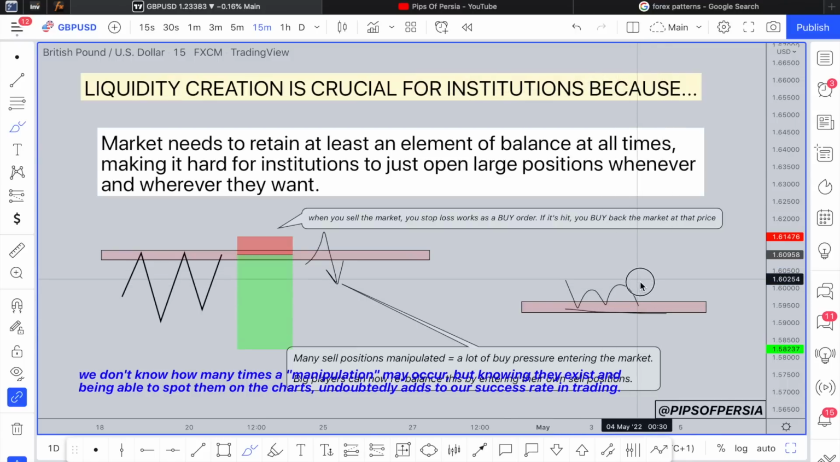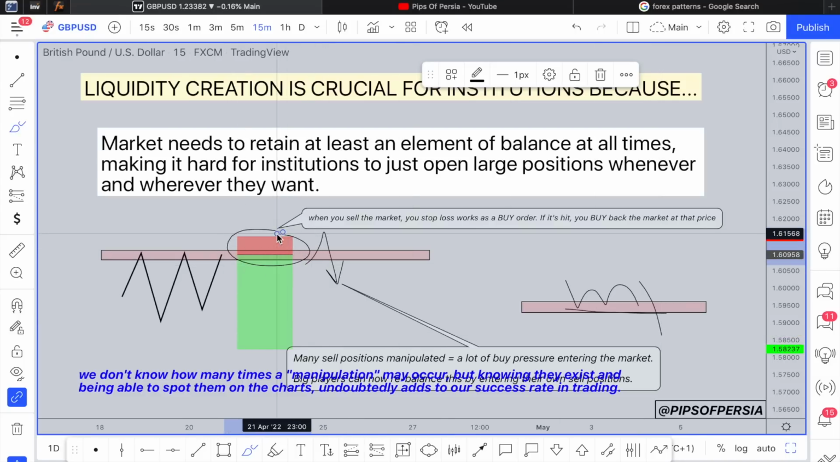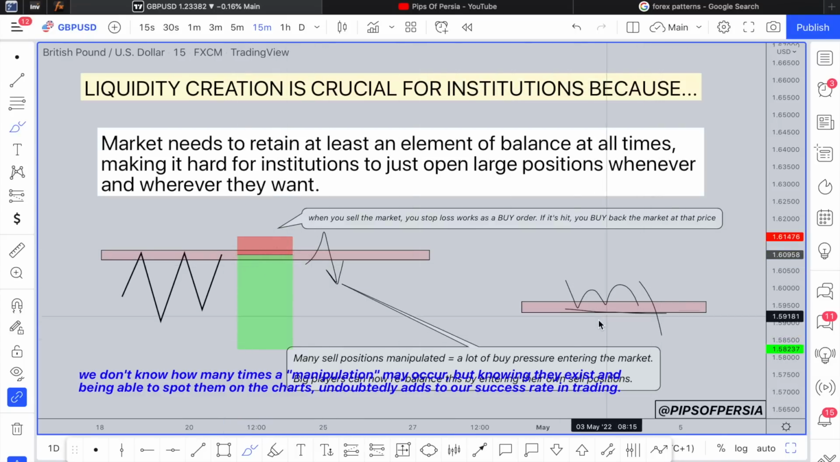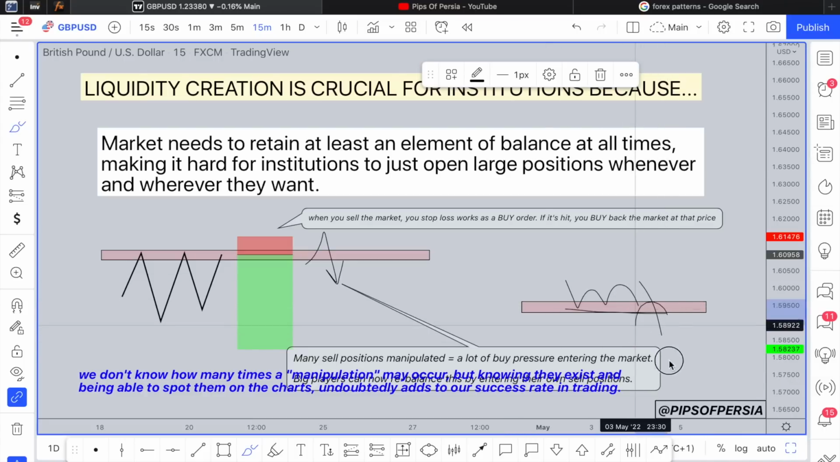Once these buy orders get manipulated, all of these buy orders will turn into sell positions, right? When we said over here, sell positions hitting stop loss equals buy positions, it's vice versa over here. Buy positions hitting stop loss equals sell orders. So once they create downside liquidity and manipulate that downside liquidity, now they have introduced even more sell positions into the market on top of their own sell positions at the top, which allows them to simply close those sell positions and rebalance the market again over here.